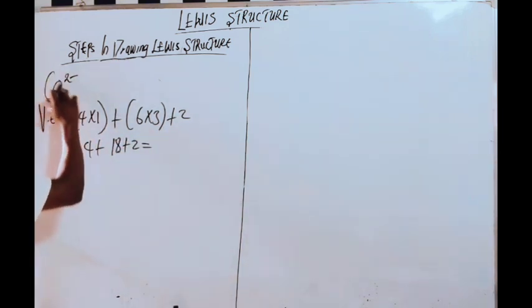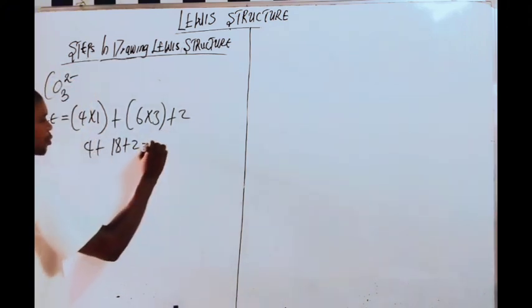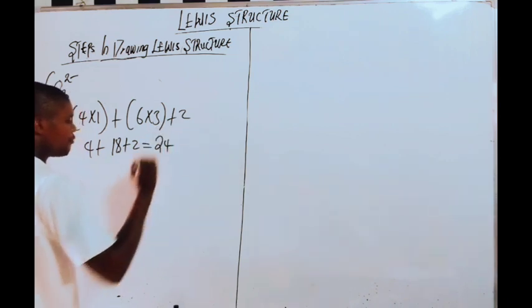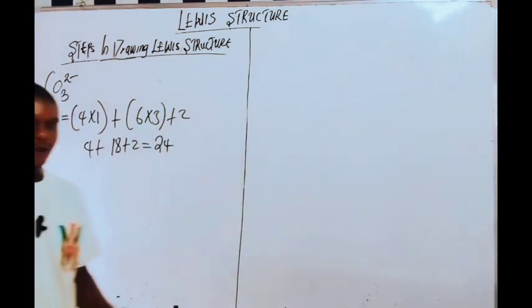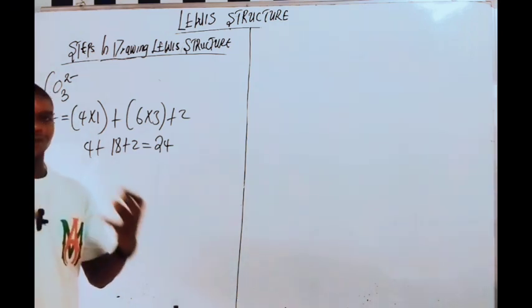Now, how do we get the 2? Because of the charge here. So 4 plus 18 plus 2 is going to be 24 valence electrons. Now, the next one to look at is to draw the skeleton.